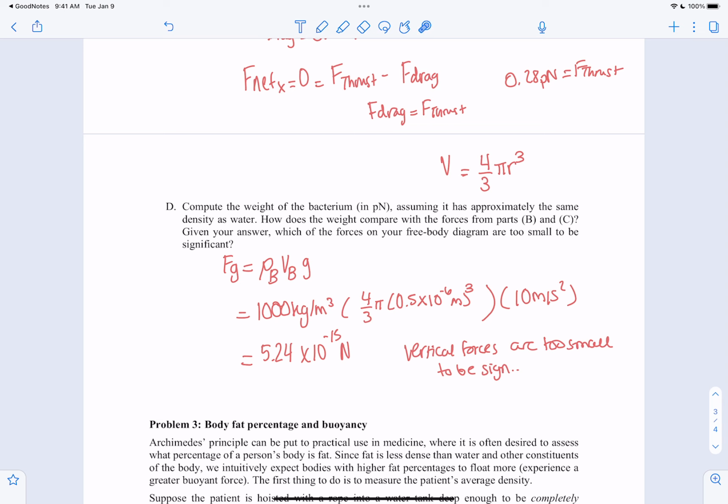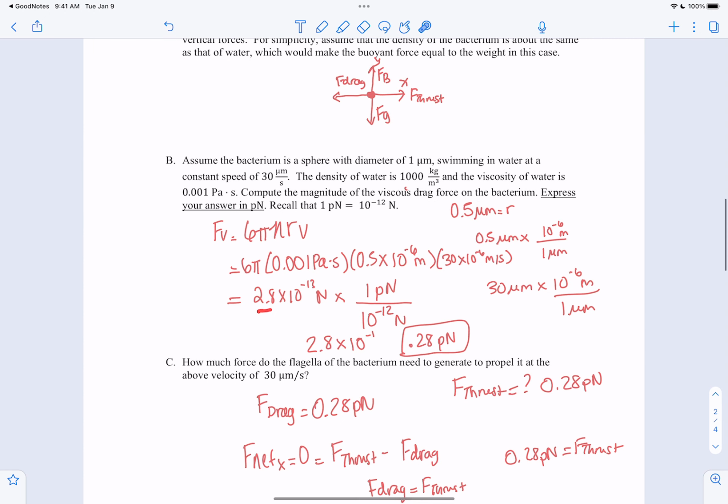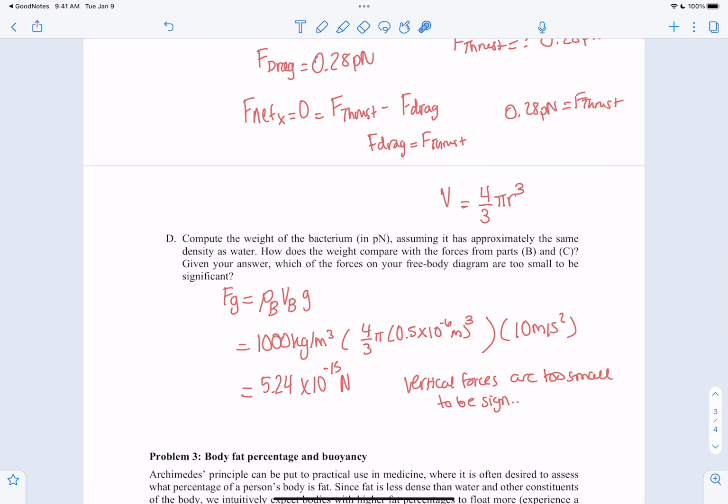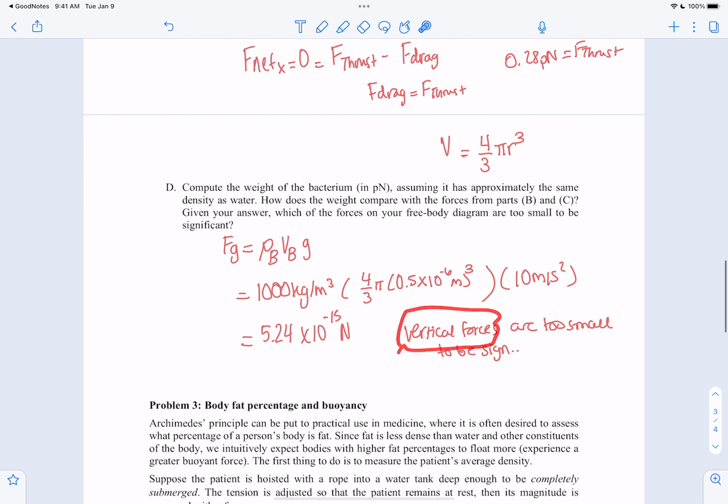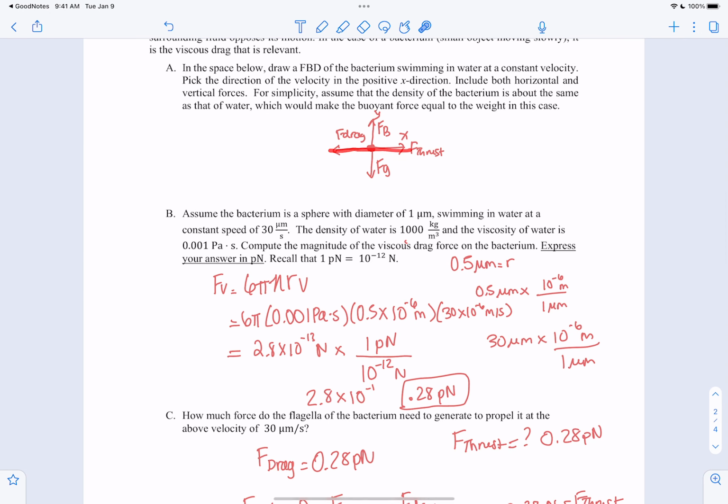Yeah, they're less because this is 5.24 times 10 to the negative 15, and these are 2.8 times 10 to the negative 13. So these are larger forces. The drag and the thrust are larger forces than the buoyancy and the gravity. So the buoyancy and the gravity, those vertical forces pointing in the y direction, are too small to be significant compared to the horizontal forces of drag and thrust. So the vertical forces are less significant, and we only want to be concerned with the x forces. Sound good?